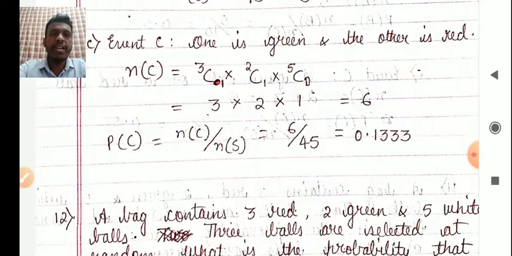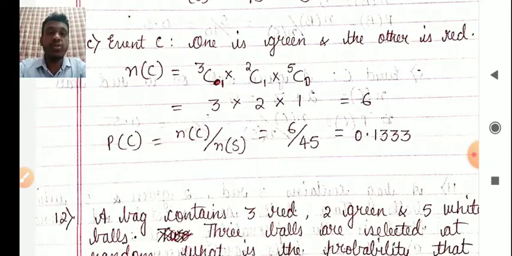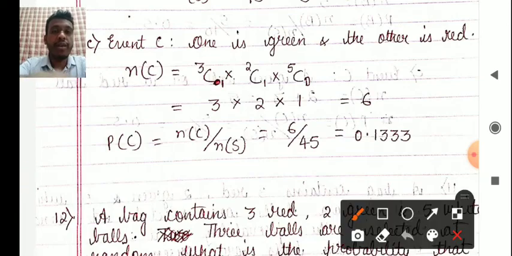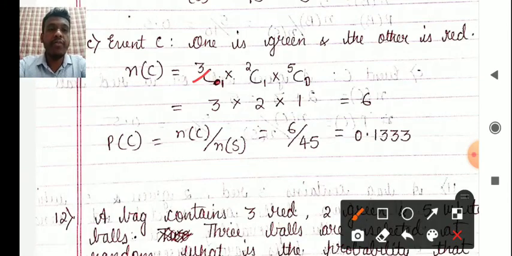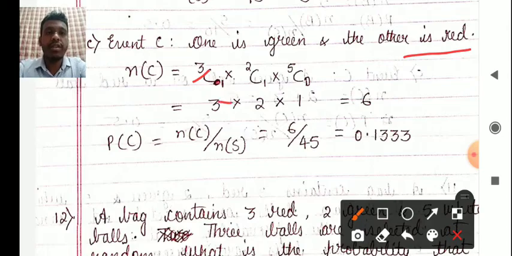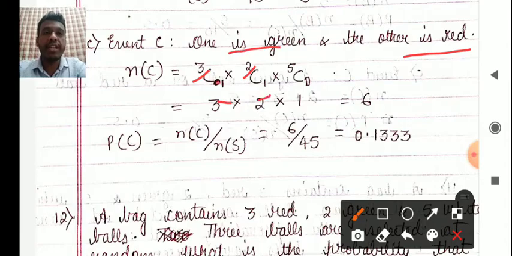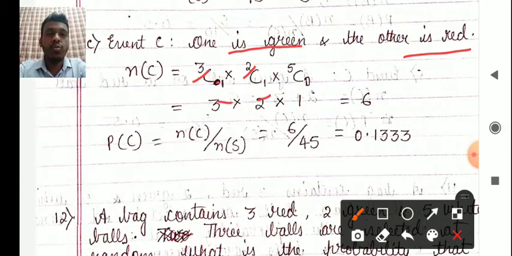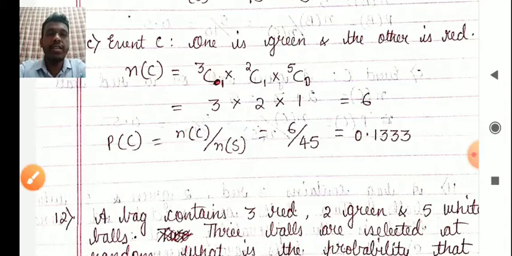Event C: one is green and the other is red. How do you find this out? So n of C is equal to, how many total red balls do we have in this case? 3 red balls we have and 1 is red, so this is 3C1. 2 green balls we have, out of that 1 we are selecting, so 2C1. And 5 white balls we have, we are selecting nothing, because 2 are already selected. So this is how we have to solve it. 3C1 is 3, 2C1 is 2, 5C0 is 1, which is equal to 6.